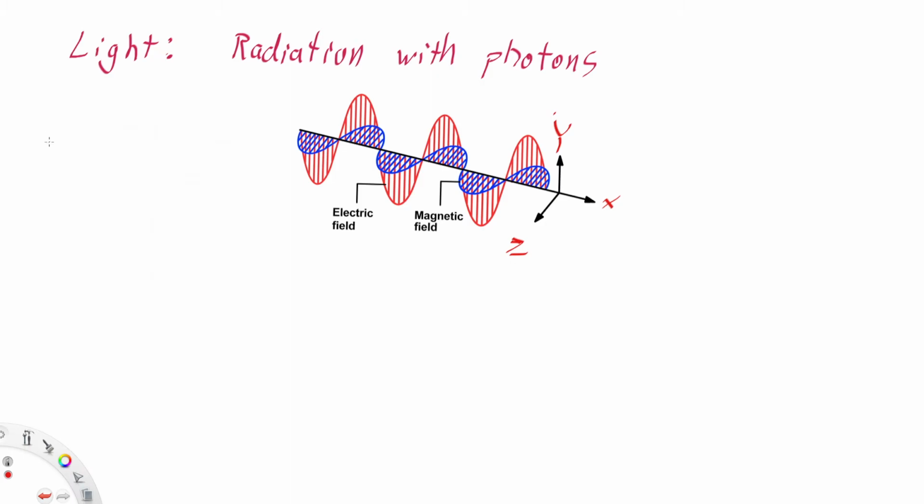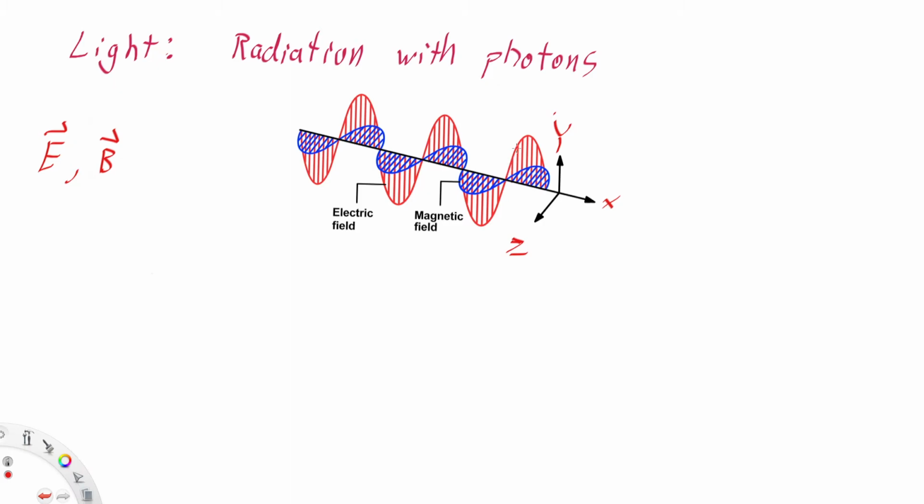So the electric field has a direction, it's a vector. The magnetic field has a direction, it's also a vector. The direction that light is moving, you might have some right-hand rule action going on.